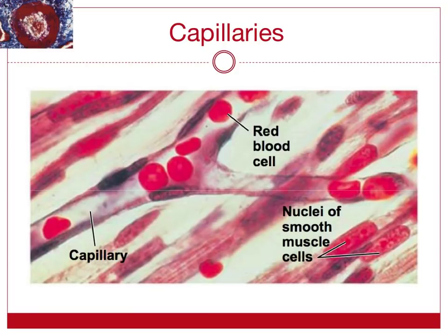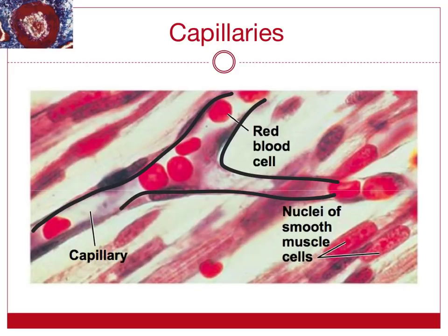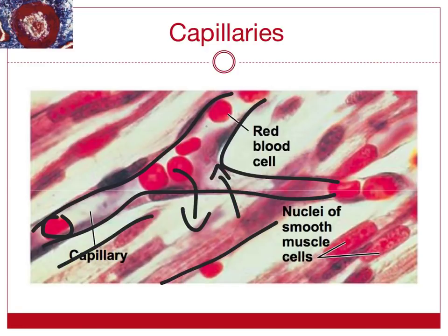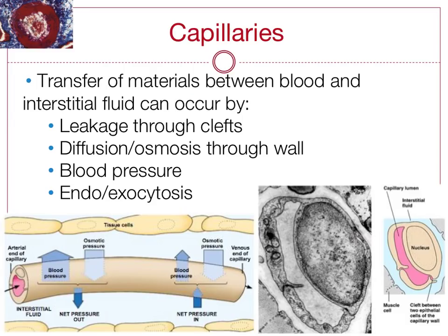So here's a picture of an actual capillary. You can see here's my teeny tiny 1 cell thick capillary. You can see a red blood cell fits nicely in it. And then these are all the cells of a muscle. So you can see, oxygen could diffuse out, CO2 could diffuse in, nutrients could diffuse out, waste could diffuse in, all of those things. The gas exchange and nutrient exchange happens at the capillary level.